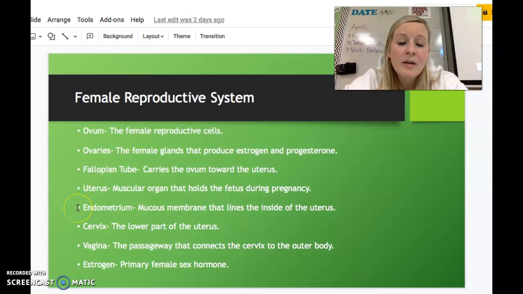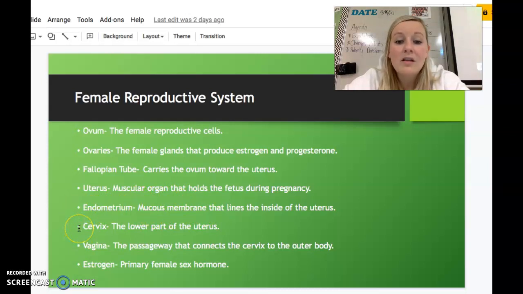The endometrium is the mucous membrane that's going to line the inside of the uterus. And you'll see that more when we look at the labeling part. But if a woman does not get pregnant, the endometrium, this mucous membrane, is what is going to shred apart and come apart when she has her menstrual cycle period. Okay, the mucous membrane, that is the discharge that's going to happen with a female period.